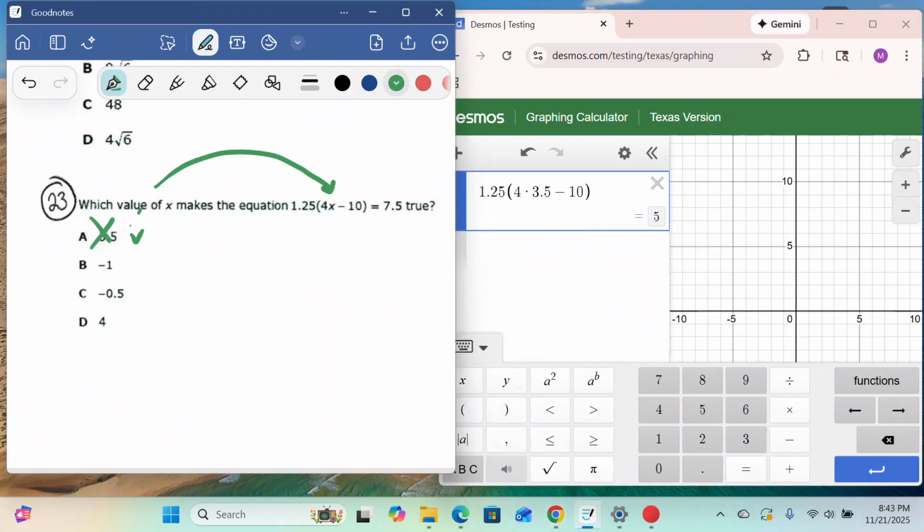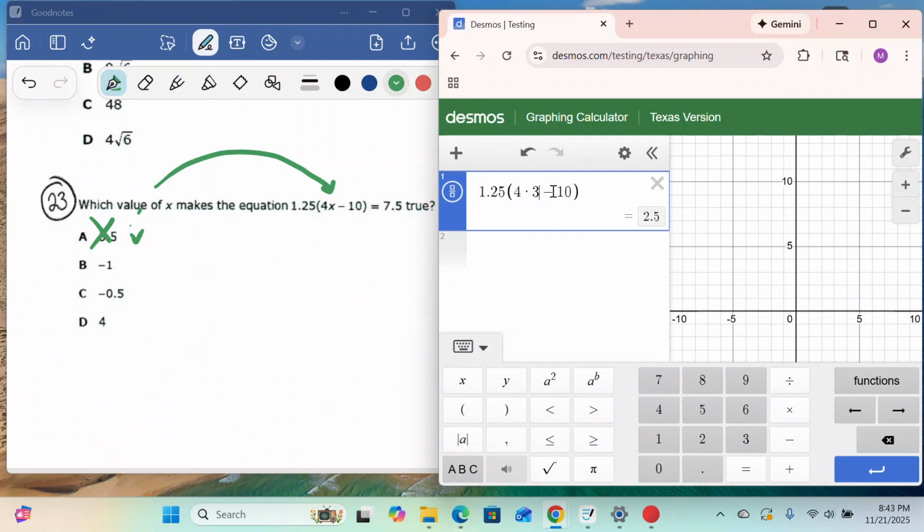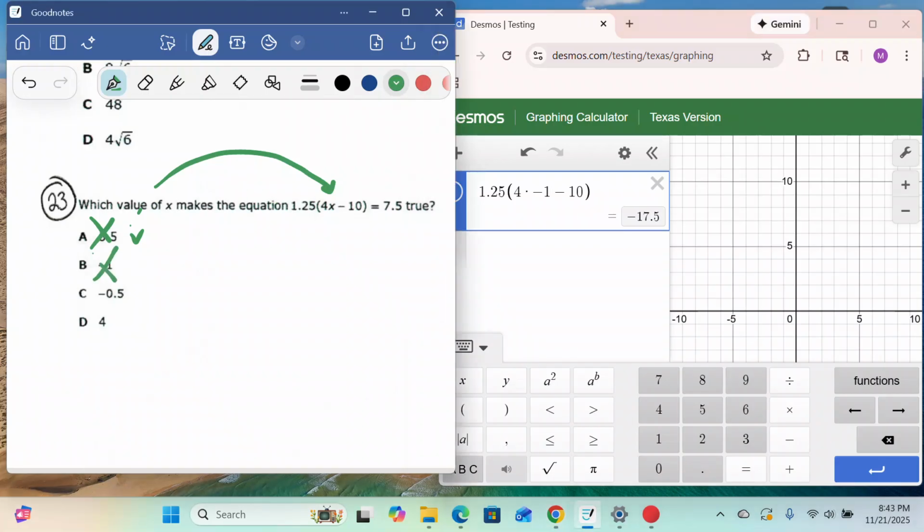So then I'm going to test it out for x equals -1. Instead of putting 3.5, I'm going to take that away and put -1. So I go 1.25 times 4 times -1 minus 10 equals 7.5. No, it does not. It equals -17.5, and that is wrong.